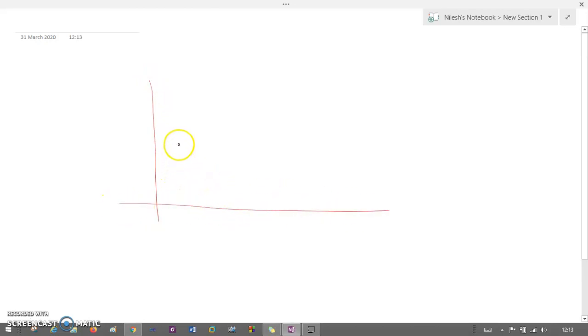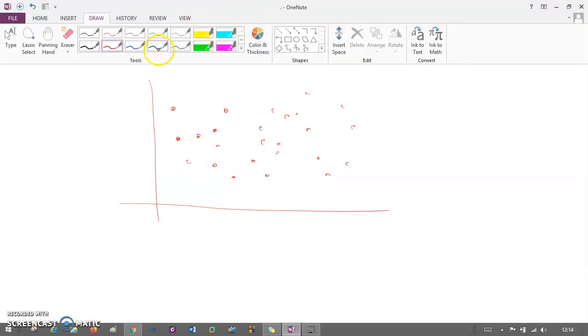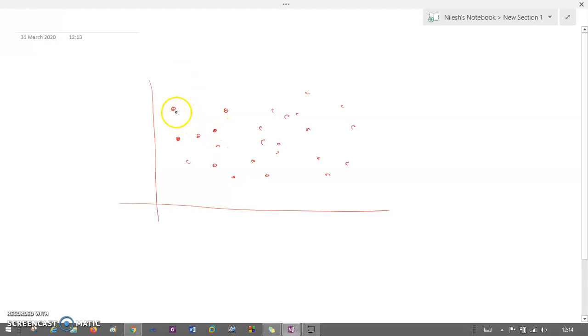Okay, so let's say these are some of the data points. Now the polynomial function, if you apply it on the entire data set, is going to look like this. So this is the entire polynomial regression for the entire data set. So this is your polynomial regression for the entire data set.